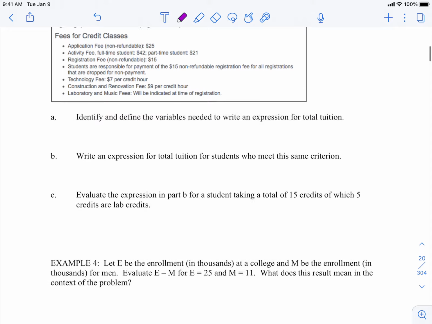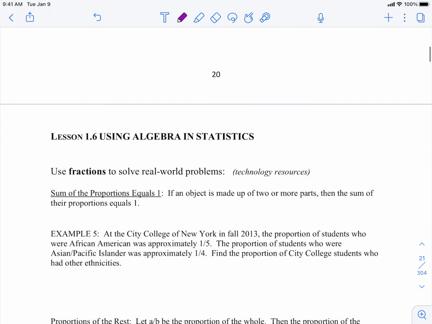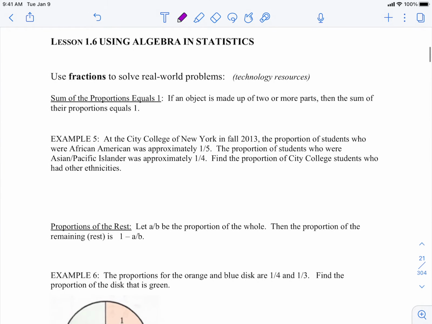All right, we're actually going to skip the next page and let's go to page 21. We're going to use fractions to solve real-world problems. And the explanation of this is also in your technology resource. The sum of the proportions equals 1. If an object is made up of 2 or more parts, then the sum of their proportions equals 1.